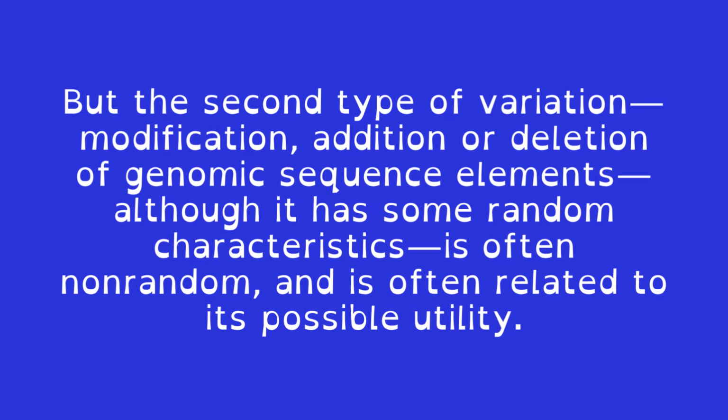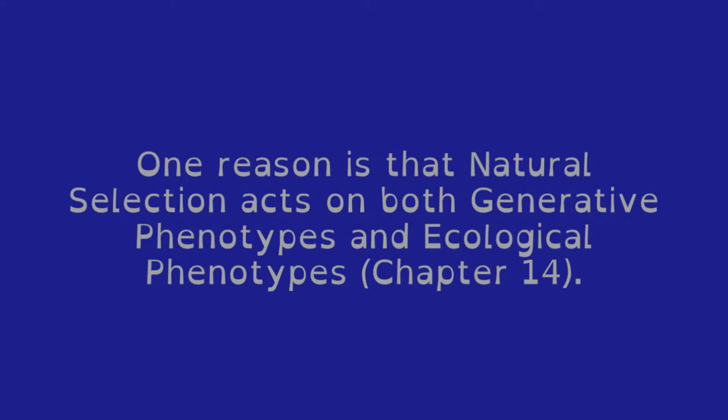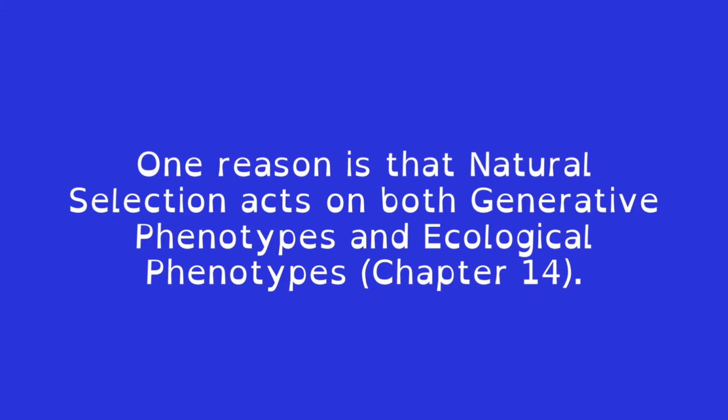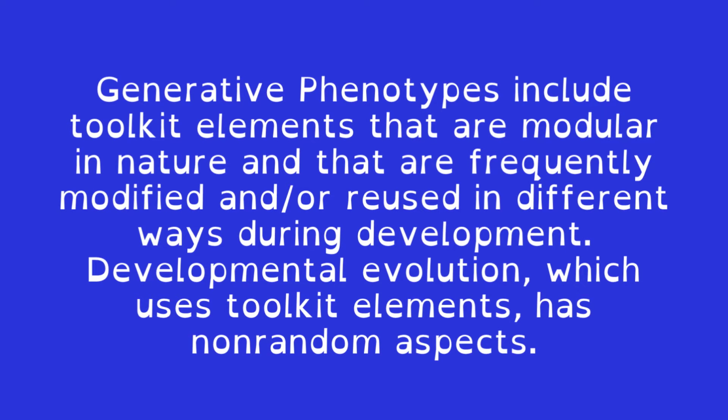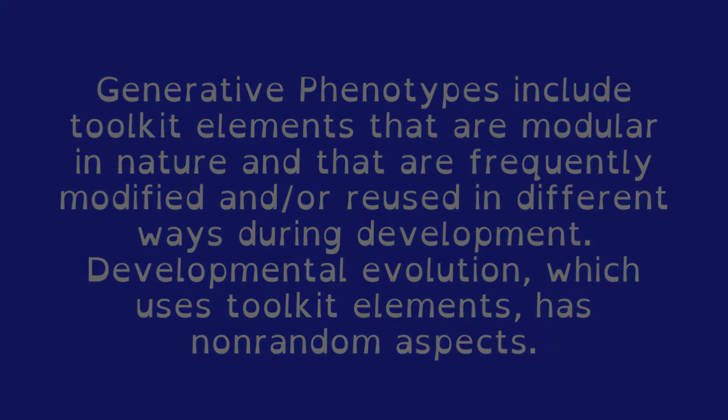But the second type of variation, modification, addition, or deletion of genomic sequence elements, although it has some random characteristics, is often non-random and is often related to its possible utility. One reason is that natural selection acts on both generative phenotypes and ecological phenotypes. Chapter 14. Generative phenotypes include toolkit elements that are modular in nature and that are frequently modified and/or reused in different ways during development. Developmental evolution, which uses toolkit elements, has non-random aspects.